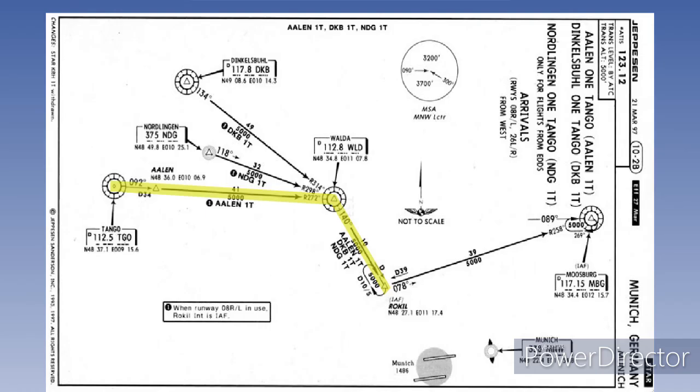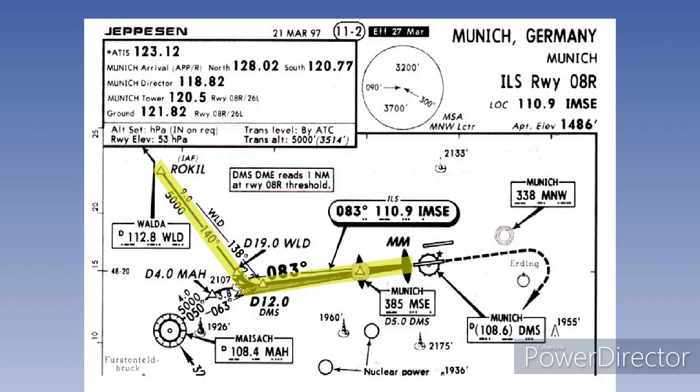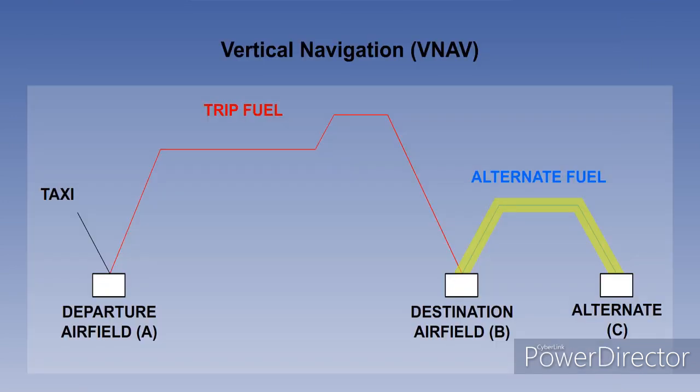The standard instrument arrival, or STAR. The selected instrument approach to the landing runway. A missed approach and go-around, if required. And a flight plan to an alternate airport.